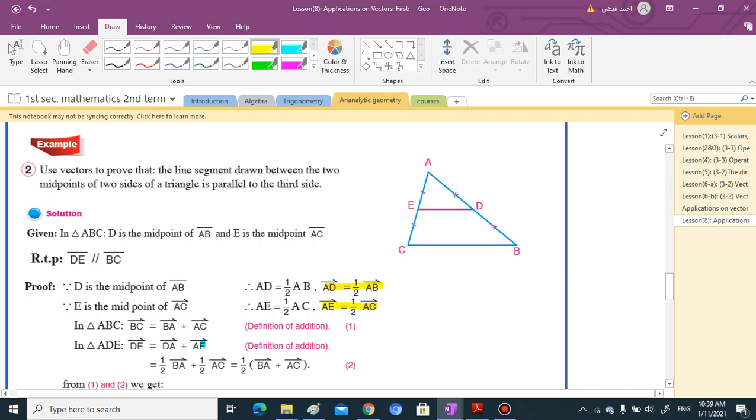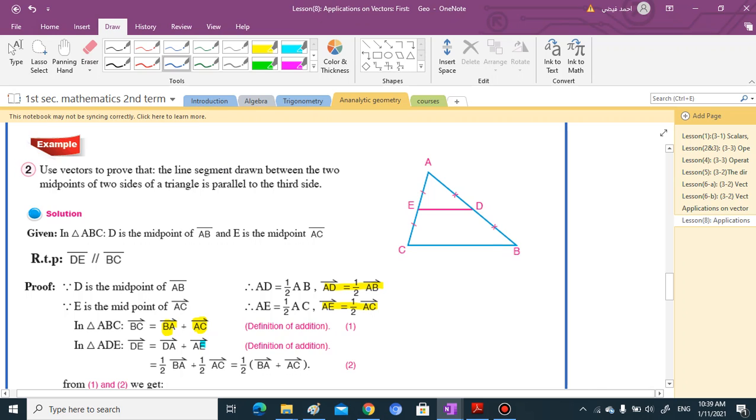And in triangle ABC, if we have the directed line segment BC, we can find BC by the triangle rule, from the definition of addition, it will be BA plus AC. BA directed line segment plus AC directed line segment. And also in triangle ADE, if you want to find the directed line segment DE, from the definition of addition it will be DA plus AE.